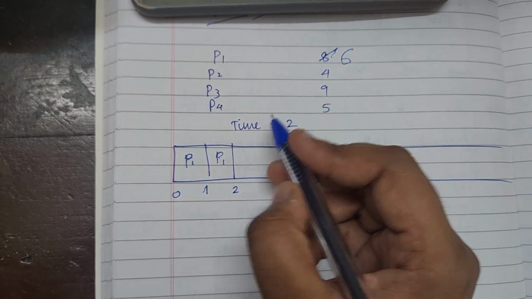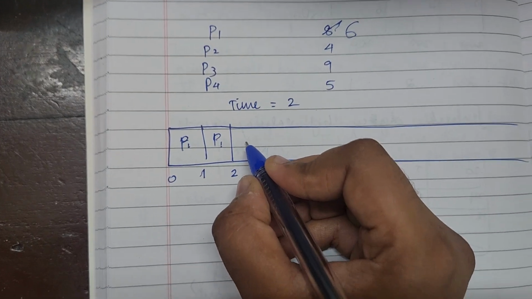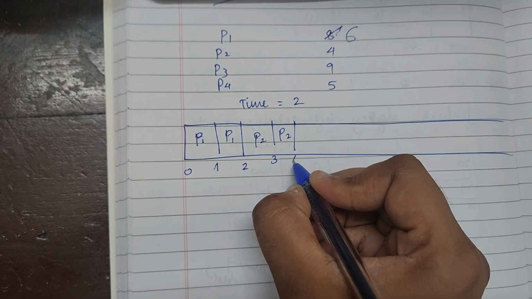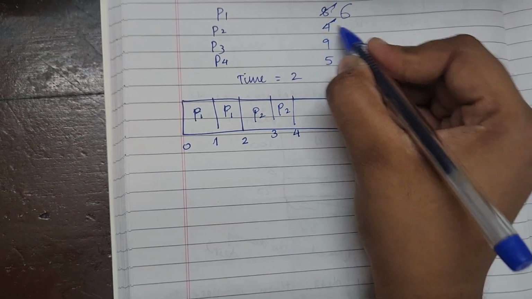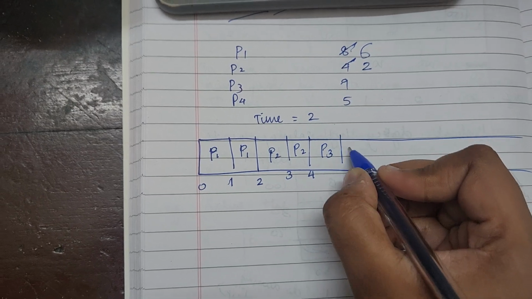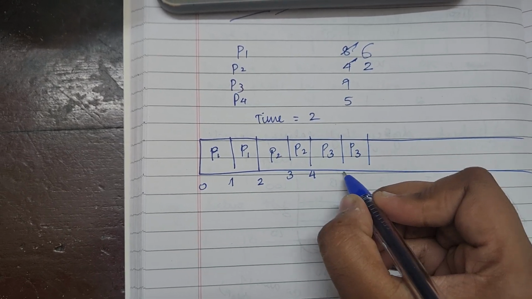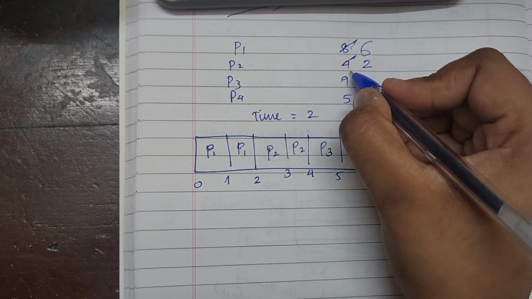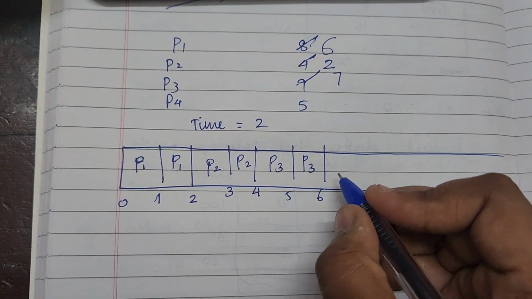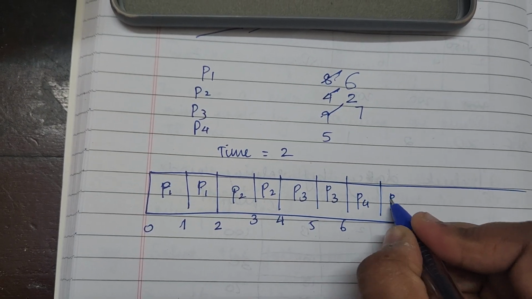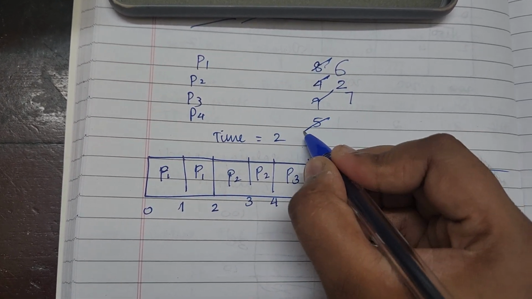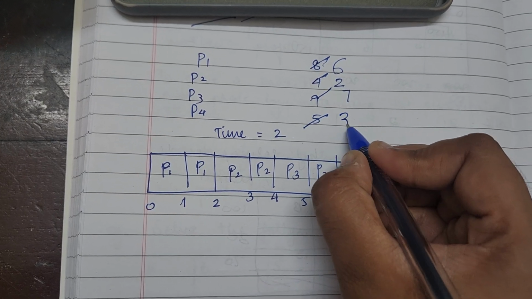Now for the next 2 units it will be P2. So is this visible? Yeah, P2, P2 at 3 and 4 respectively, and this becomes a 2. Now for the next 2 units is going to be P3, P3, 5 and 6. The 9 becomes a 7. Next 2 units P4, P4, 7, 8. So this 5 becomes 5 minus 2 is a 3.